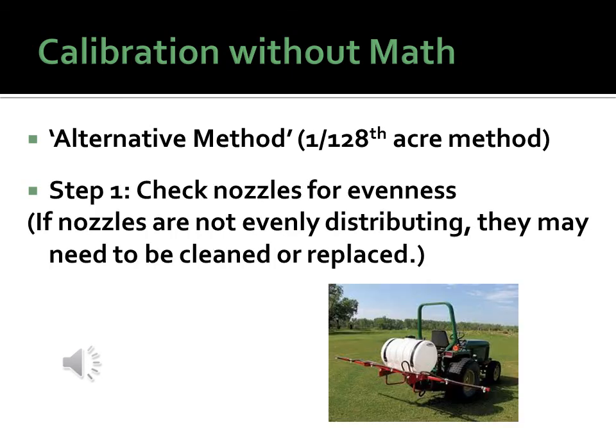All right, going back to step one, check nozzles for evenness. If nozzles are not evenly distributing, they may need to be cleaned or replaced. There can be a lot of trash that gets in those little nozzles. Depending on what type of water, if you're running well water, sometimes there's just a little buildup, could be some sand in it. You need to check it and make sure they're cleaned out.